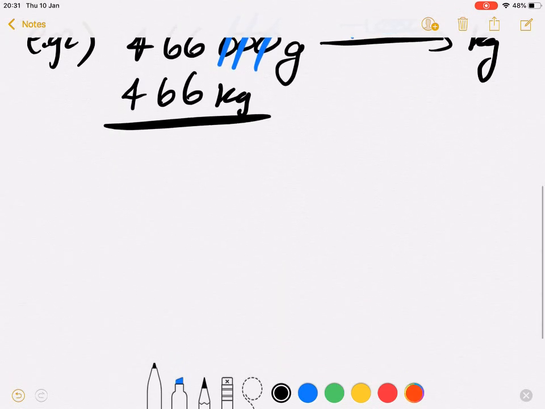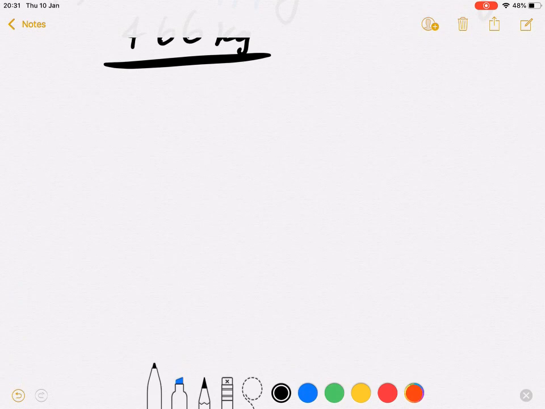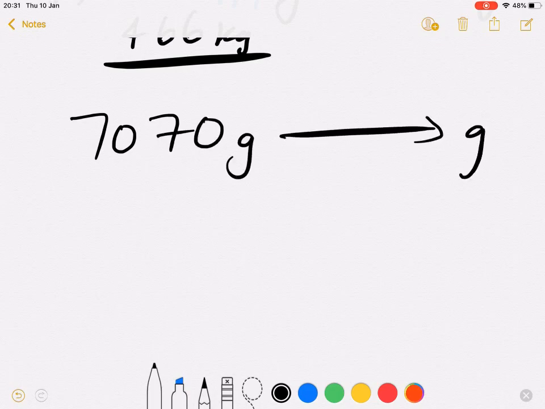Now let's have a look at something a little bit different. Let's have a look at 7070 grams. We're going to change that into kilograms, so we have to divide by 1,000. Now, in this particular question, example number 3, we don't have 3 zeros to eliminate. We only have 1. So we have to use a different method. So let's get rid of that for the moment. Just undo that.